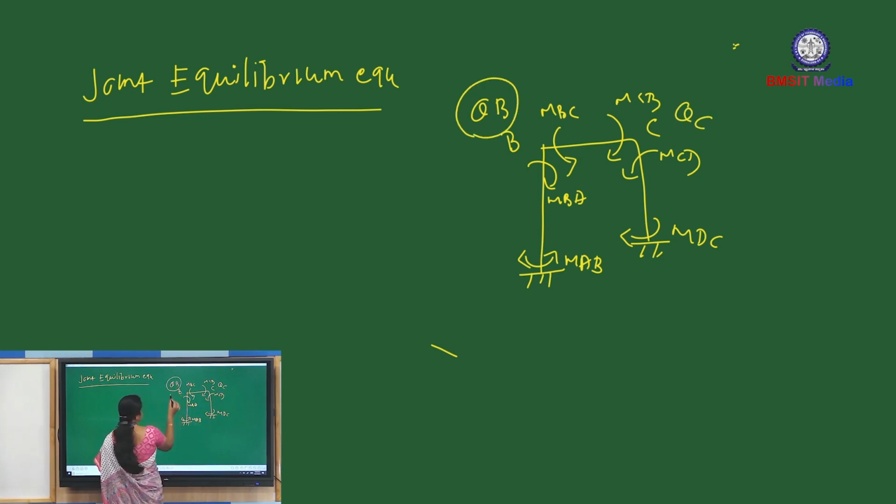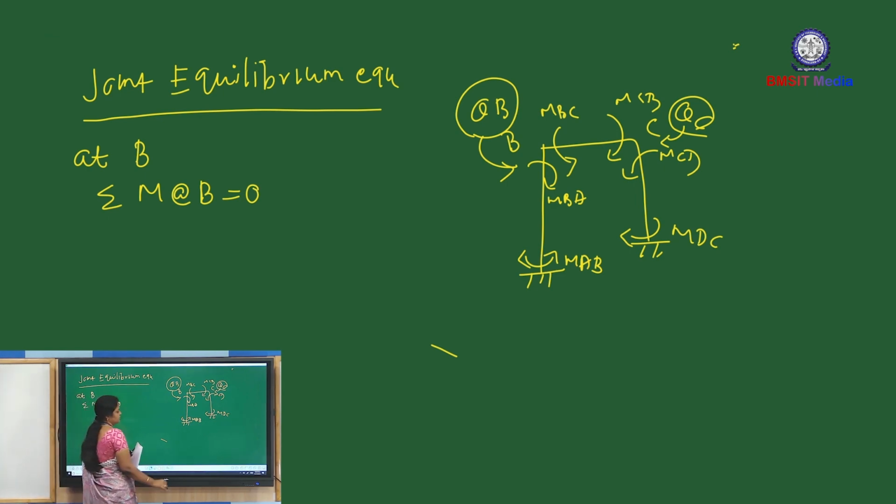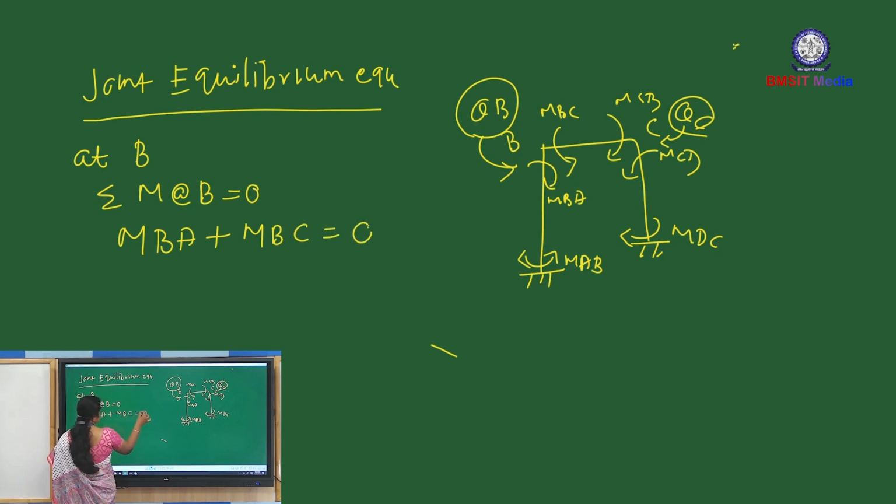We have to write the joint equilibrium equation, then only we can find out theta B, and one more equation, then only we can find out theta C. So the joint equilibrium equation at B: summation of moment about B equal to 0. Two moments are there, MBA and MBC. So MBA plus MBC equal to 0. This is one joint equilibrium equation.